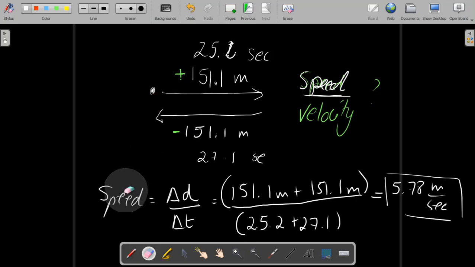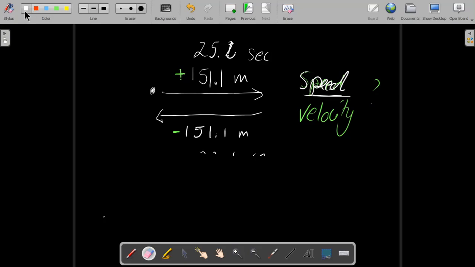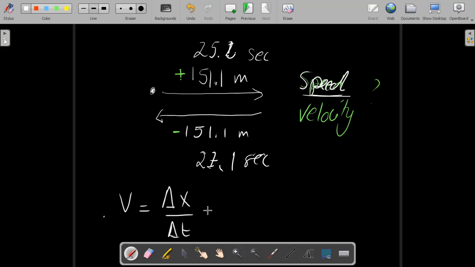Let's try the velocity now. And I erased it a tiny bit more than I wanted, so let me write the time again. That was 27.1 seconds. Okay, so velocity is a vector, and it was your displacement divided by the time it took you to cover that displacement. Well, in this case, because this requires you to have direction, those signs are important. And what happens here? Look at this.